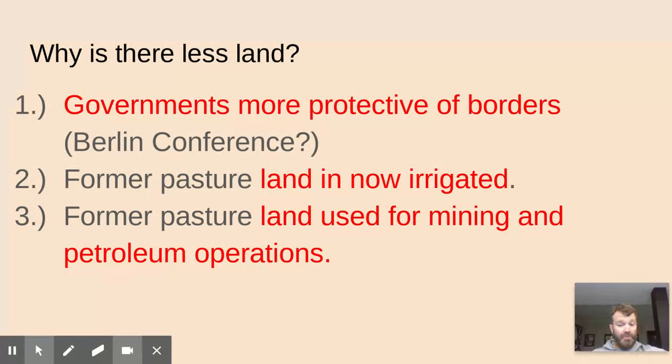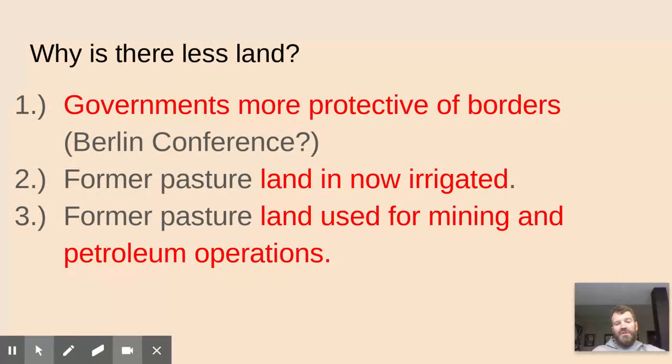So this could be a border dispute, right, from Unit 4. The Berlin Conference, separating those countries without really the input of the ethnic tribes that live there. Well, those ethnic tribes might not be able to use land that they had traditionally used for their animals because it's across the border. That's a problem. Former pasture land is now irrigated. So what used to be pasture land or land for animals is now farmland in places where they really need food, which is okay. That makes sense, but there's still less land available for the pastoral nomads.